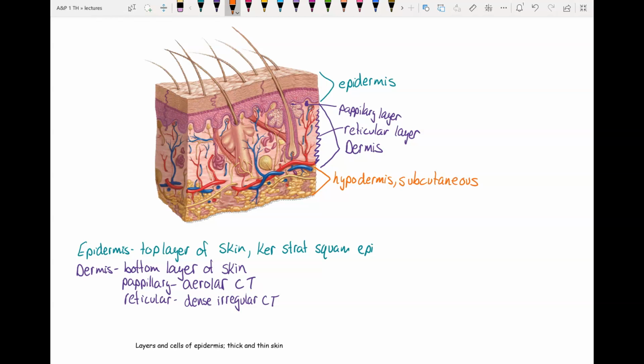If you break these words down, hypo means less or below. So this just literally means below the dermis. Sub also means below. Think of like a submarine. It's a boat that goes below the surface of the ocean. And cutaneous means skin. So this is not part of your skin, but it's what's below your skin.